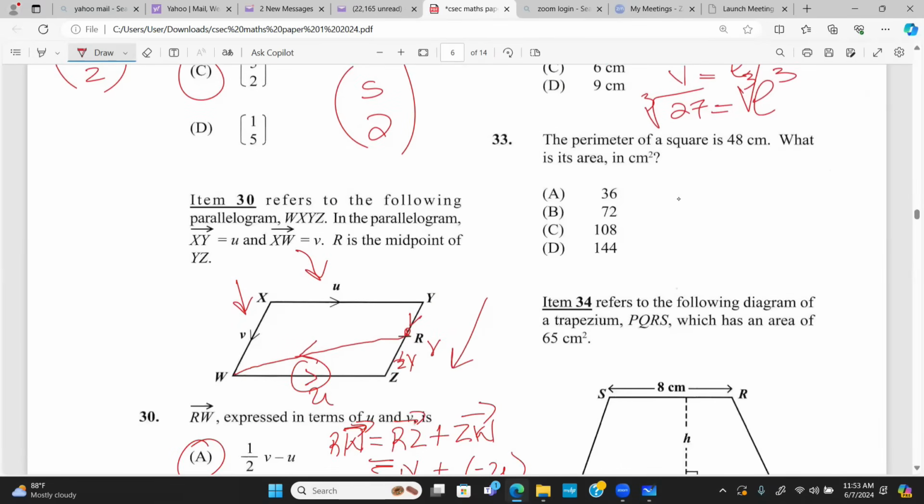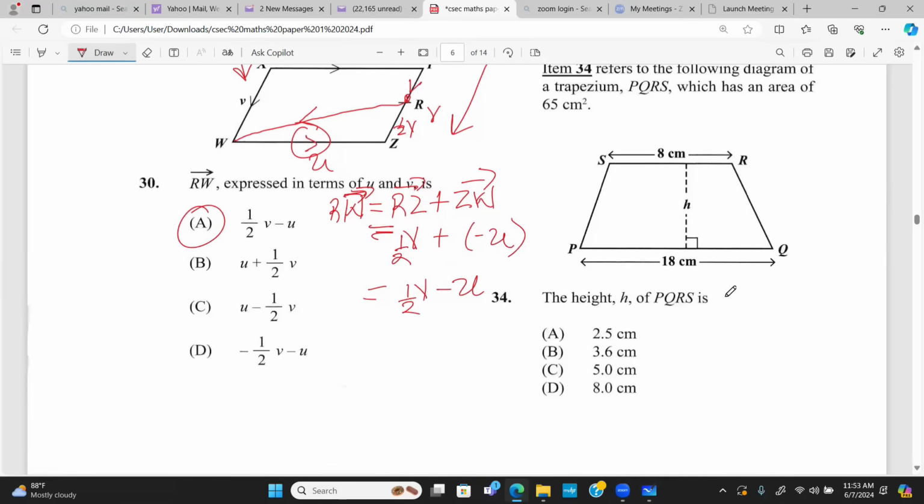The perimeter of a square is 48. What is the area? If I have a square and the perimeter is 48, if I divide 48 by 4, I'm going to get 12 to be one of the sides. It's a square, so for the area I'm going to have to multiply 12 times 12. So I'm looking for 144 for that area. So we have to pay attention to details as we go.